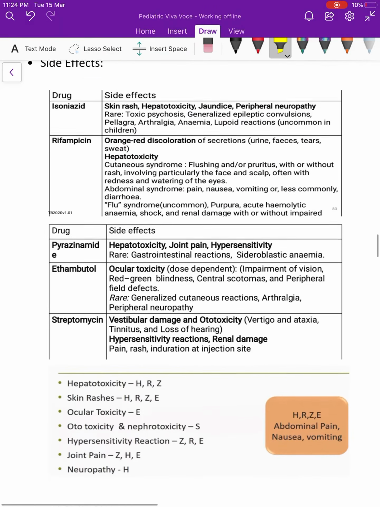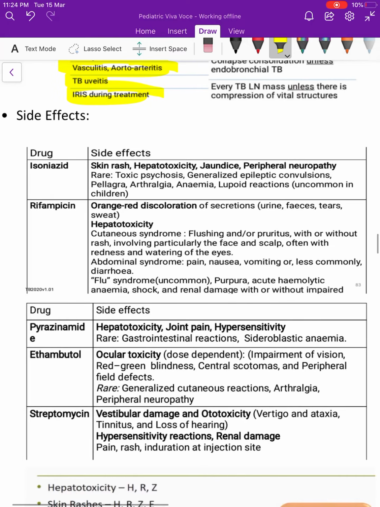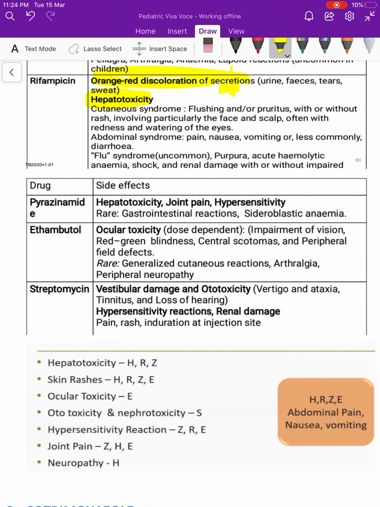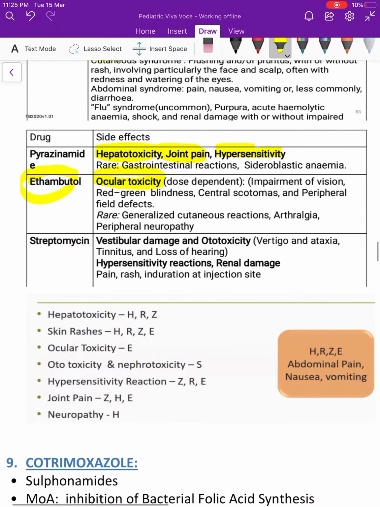Fine. Next, a few common side effects. Isoniazid, we know it causes hepatotoxicity and peripheral neuropathy, and that's why we give prophylactic pyridoxine. Rifampicin causes orange discoloration of secretions, but this is a normal phenomenon, so we have to counsel patients regarding this. And hepatotoxicity. Fine. Next, pyrazinamide again causes hepatotoxicity, joint pain, hypersensitivity. Ethambutol is known for its ocular toxicity, dose dependent ocular toxicity. Fine. So these are the first line drugs, and these are the few side effects that we have to remember.